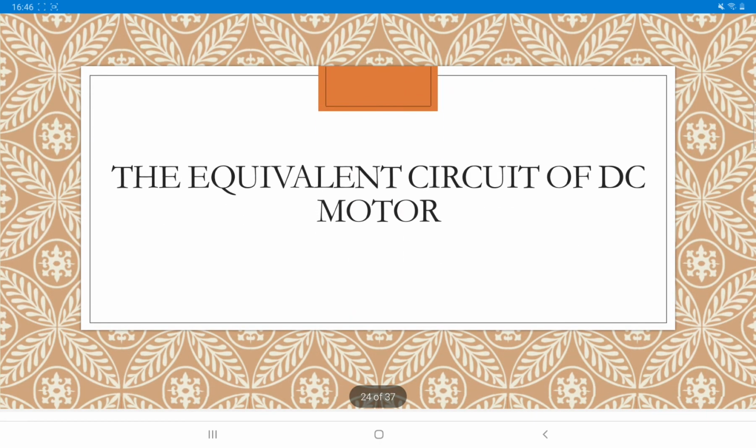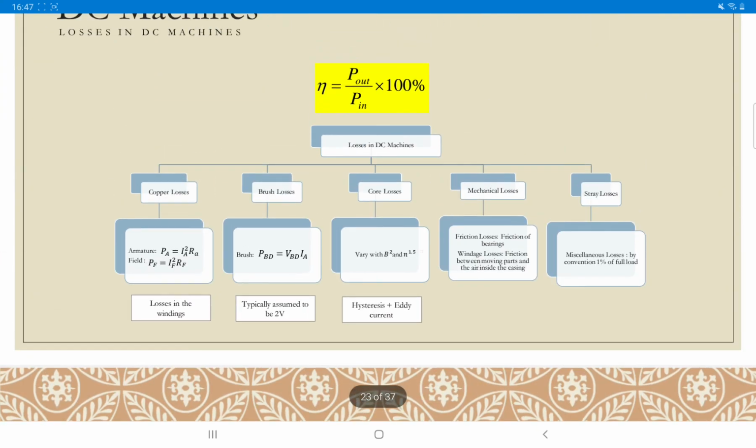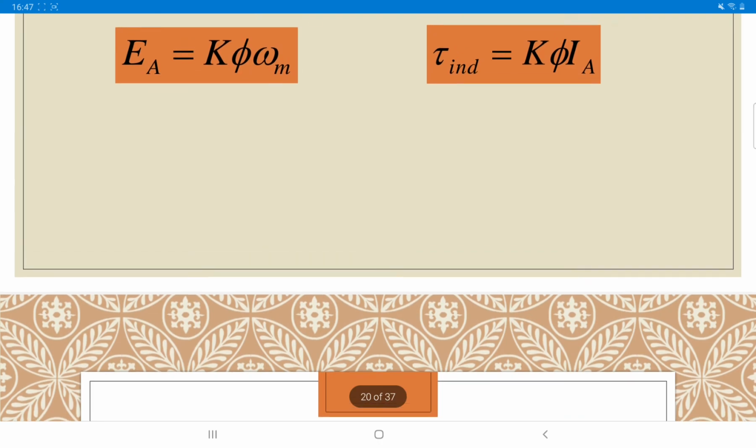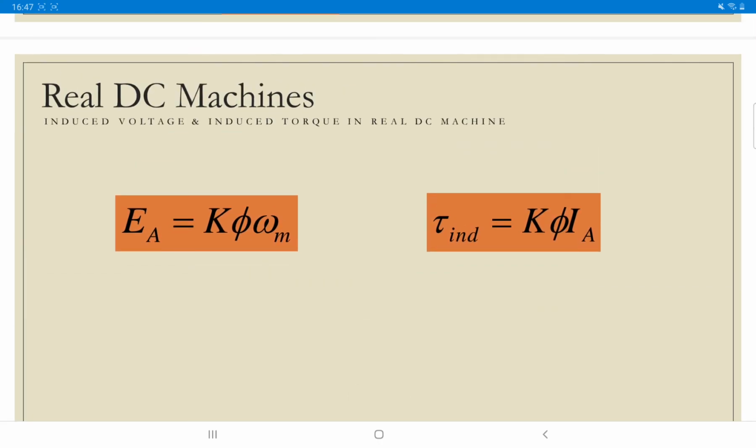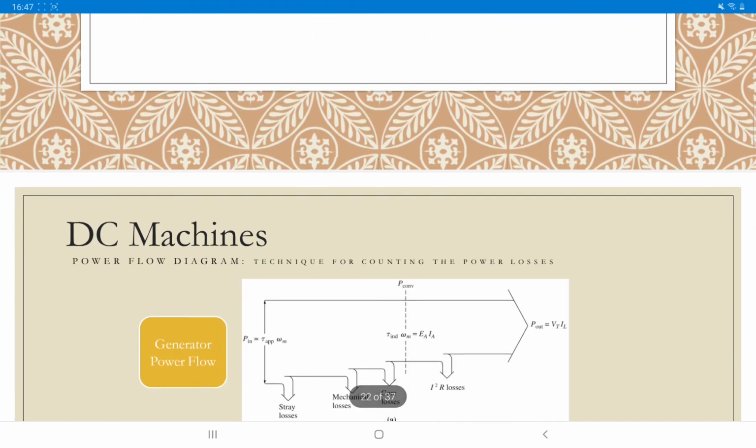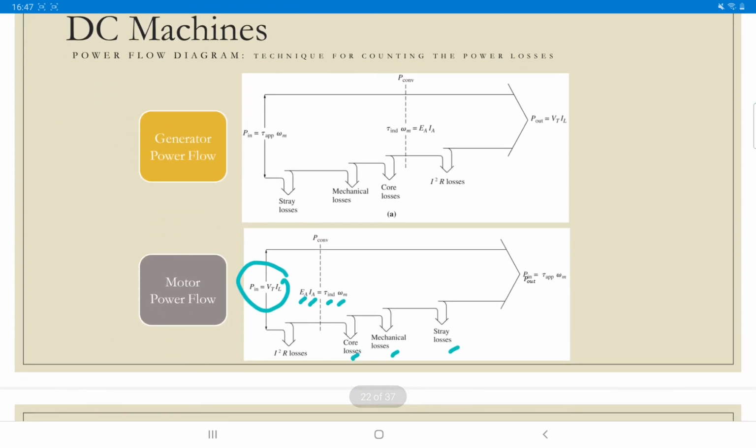Okay, so at this point we have looked at how induced voltage and induced torque are developed inside the electrical machines, and both of these variables are very important in determining the performance of your electrical machines. We also looked at the power flow, how the power that we supply gets lost inside the process, and how much power we actually get from the machine.